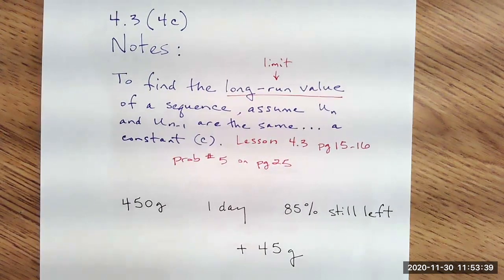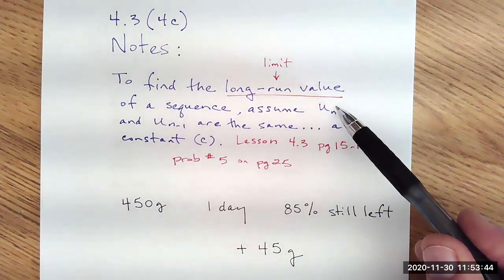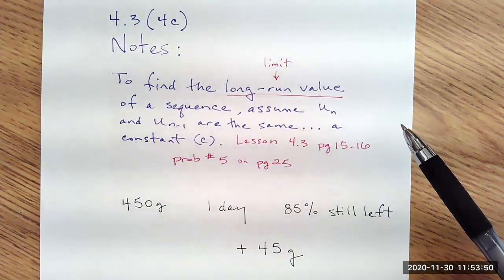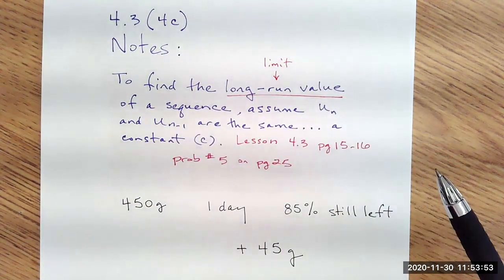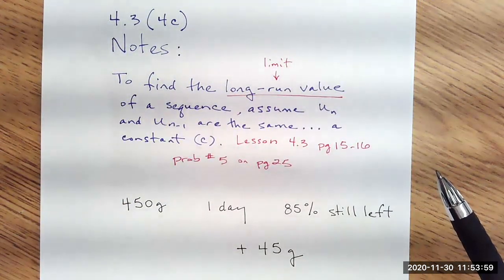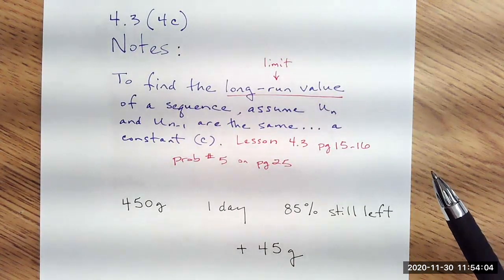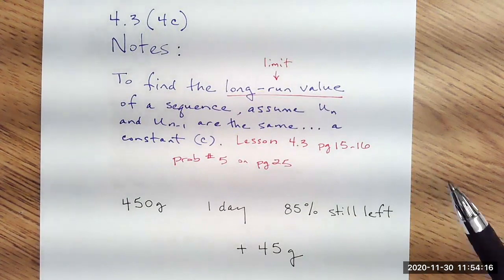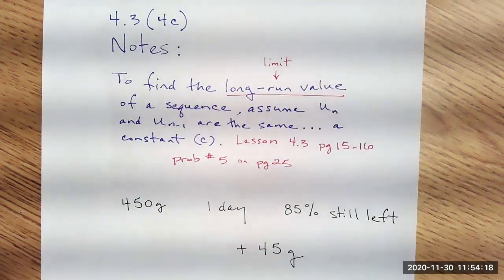The way to solve these is assume that terms in sequence, the term that came before and the term where you are now, are constant. If they're constant, then there is no change in the amount of chlorine in the pool. So this is something you can assume to be true. If there's no change in the amount of chlorine in the pool, then I have reached my long-run value and my numbers in my sequence aren't changing from u sub n minus 1 to u sub n. Okay, so that's one type of problem.